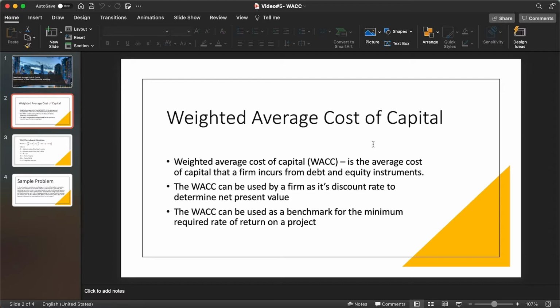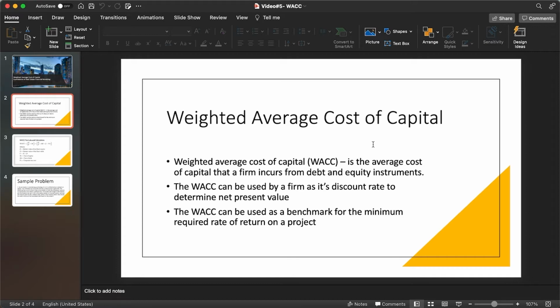The weighted average cost of capital is useful because you can use it as your discount rate to determine the net present value of the cash flows generated by a real estate project. It can also be used as the benchmark for the minimum required rate of return. And that makes perfect sense, right? Because if it's costing you more to get capital than what you're actually going to make, then you're going to lose money.